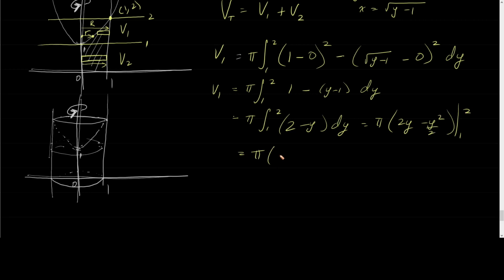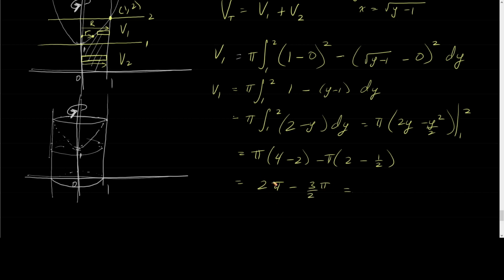giving me pi times, plug in 2. 2 times 2 is 4, minus 2 squared, which is 4, divided by 2 is 2. Minus, plug in the bottom: 2 times 1 is 2, minus 1 squared is 1, divided by 2 is 1/2. So 4 minus 2 is 2, so 2 pi minus 2 minus 1/2. 2 is 4/2. 4/2 minus 1/2 is 3/2. So we have 3/2 pi.